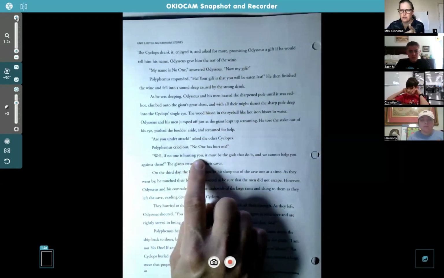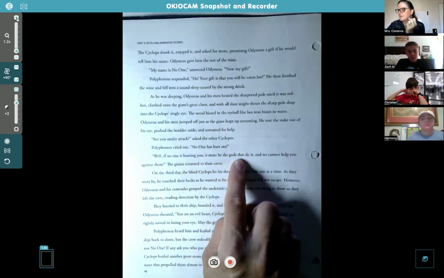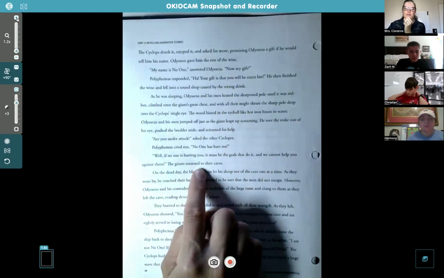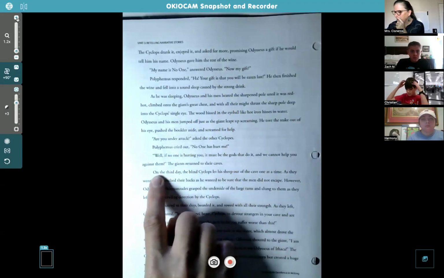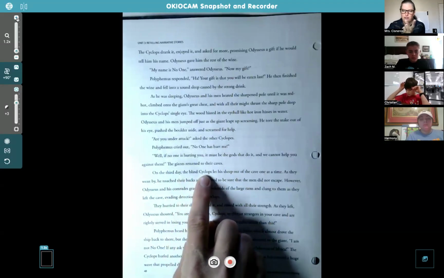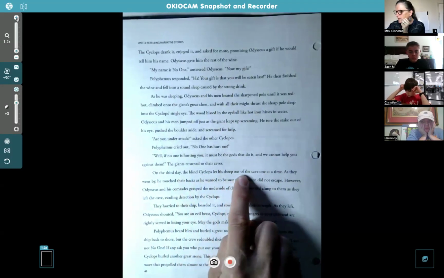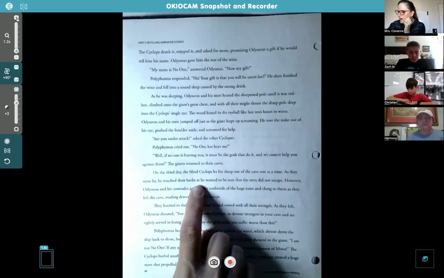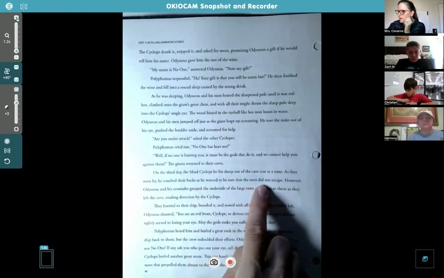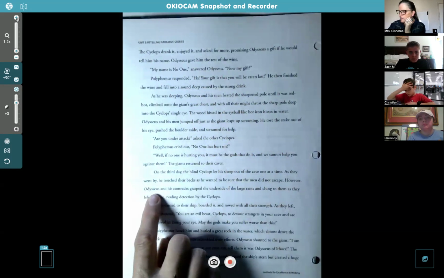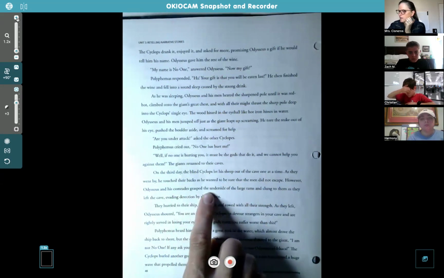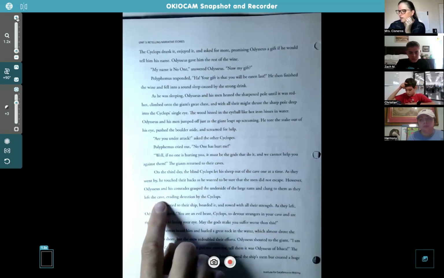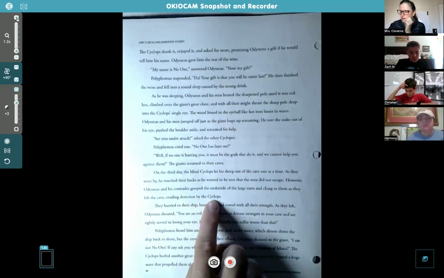If no one is hurting you, it must be the gods that do it, and we cannot help you against them. The giants returned to their caves, so they left him. On the 3rd day, the blind Cyclops let his sheep out of the cave one at a time. As they went by, he touched their backs, as he wanted to be sure that the men did not escape. However, Odysseus and his comrades grasped the underside of the large rams and clung to them as they left the cave, evading detection by the Cyclops.